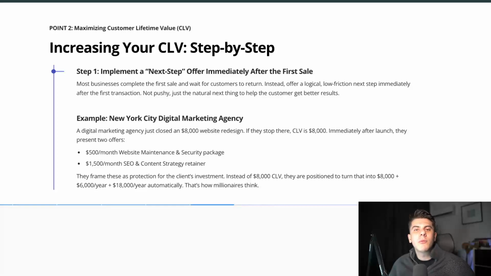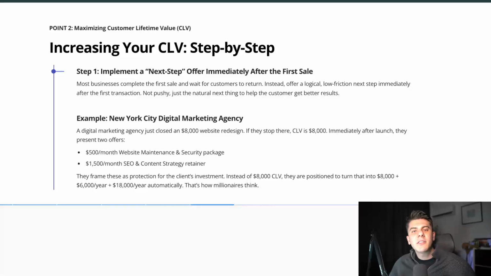Let's say a digital marketing agency in New York City just closed a one-time website redesign project for $8,000. If they stop there, their CLV or LTV is $8,000, but they don't stop there, okay? The moment the website is launched, literally right after delivery, they present two offers: a $500 per month website maintenance and security package, and a $1,500 per month SEO and content strategy retainer. And here's the key. They frame these not as extra services, but as protection for their client's investment.